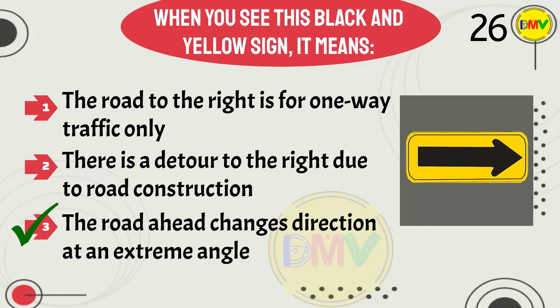The correct answer is 3. Warning signs are usually yellow with black markings. They alert you to conditions that are immediately ahead. This sign tells drivers to slow down and prepare for an abrupt change in direction at an extreme angle.